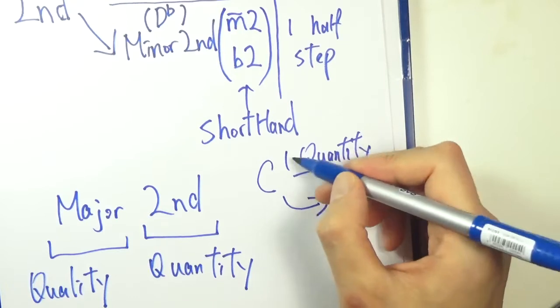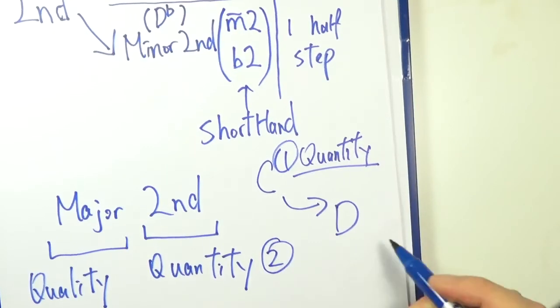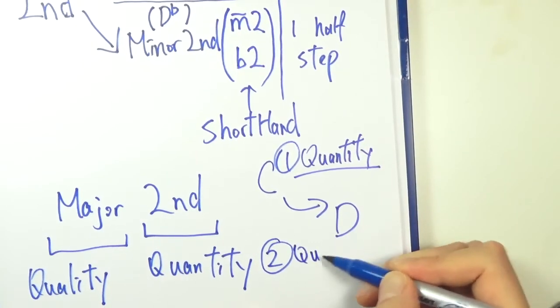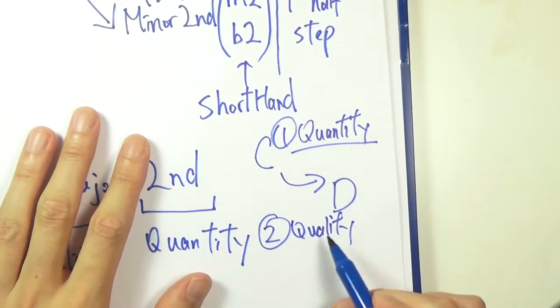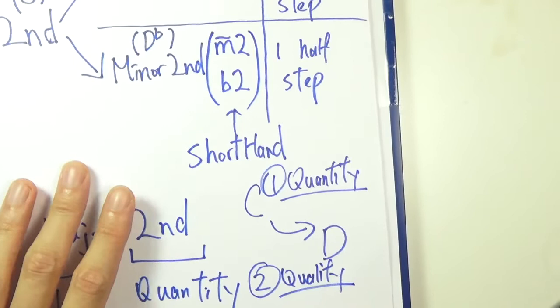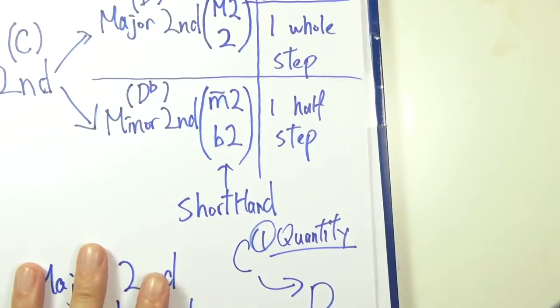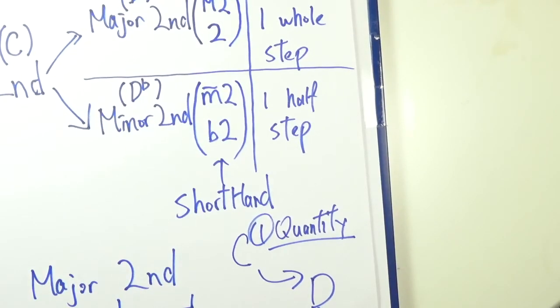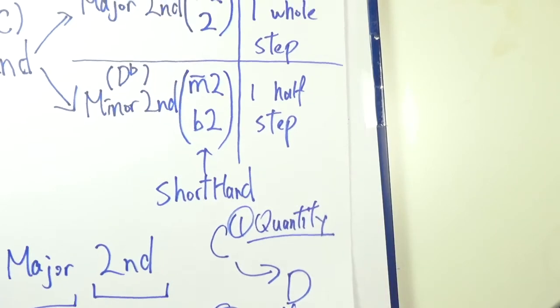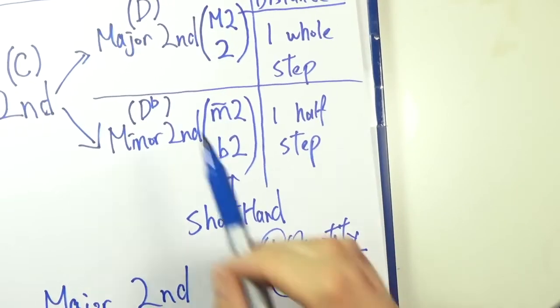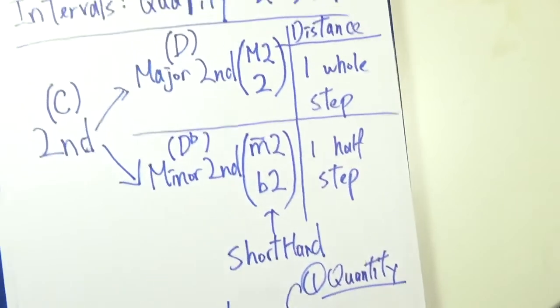After that, the second step, you check for quality. So you need to verify whether these two notes are actually one whole step apart. And it is. So that would be a major interval. Otherwise, you'll have to amend the note a little bit. So C and D is actually a major second.